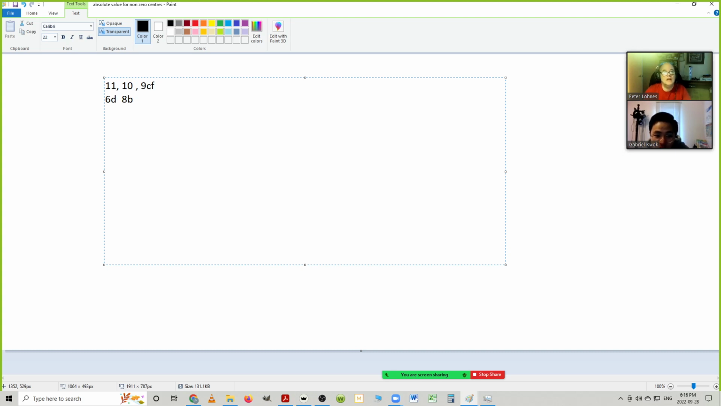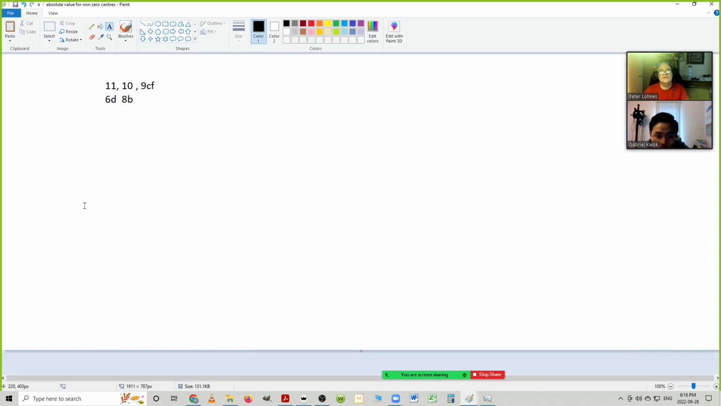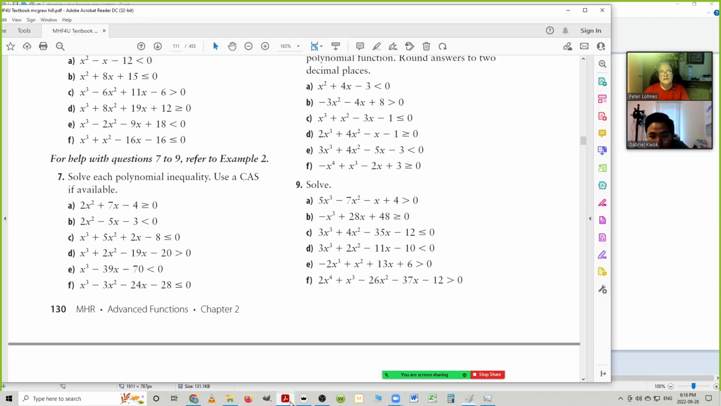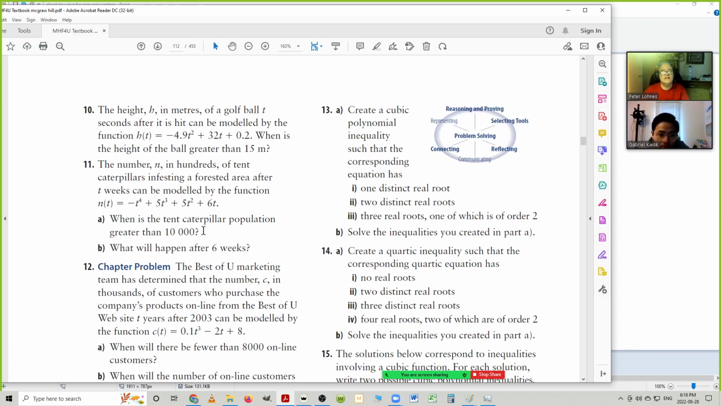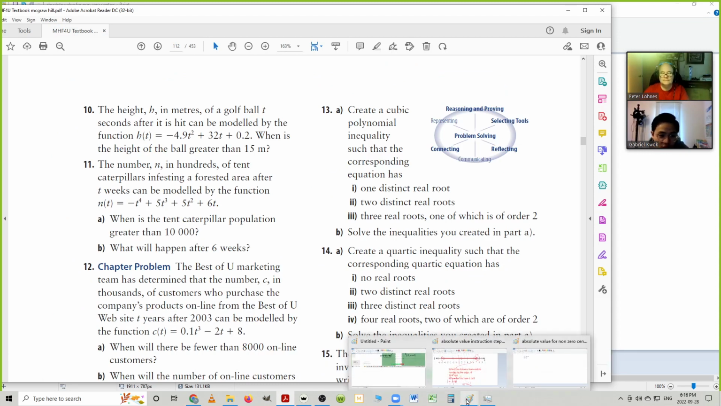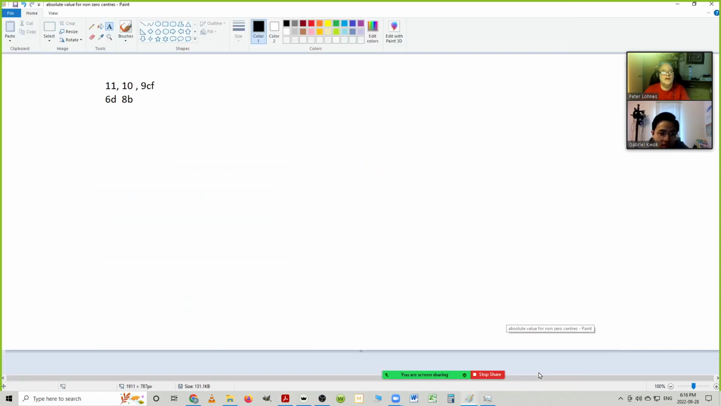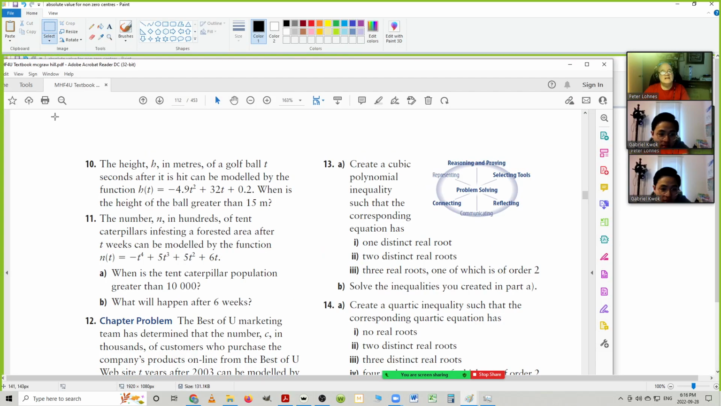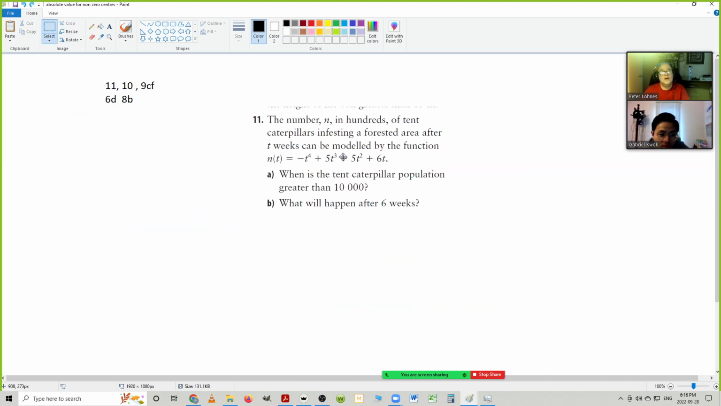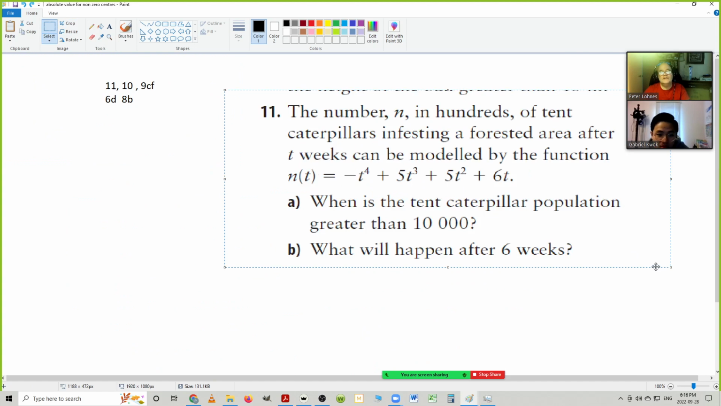So which number do you think we should do first? 11. Yeah, that's right. See if we can do 11. If we can't, we'll go to 10. Read 11 for me. The number n in hundreds of tent caterpillars infesting a forested area after t weeks can be modeled by the function... Okay, stop. When you go too fast like that and blur it out, I get it because it's a stupid question, but we have to understand what they're asking.